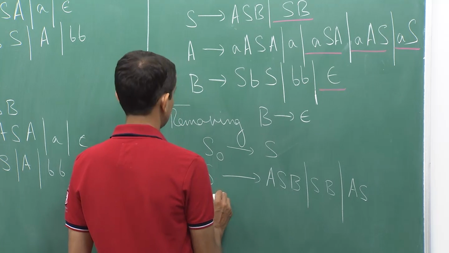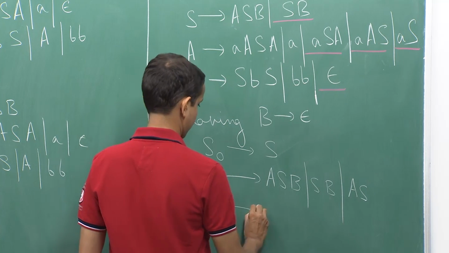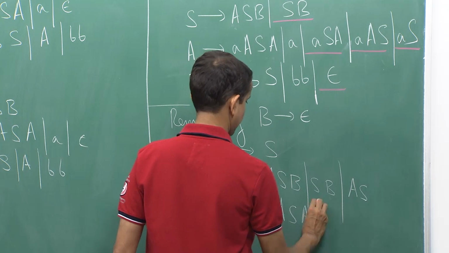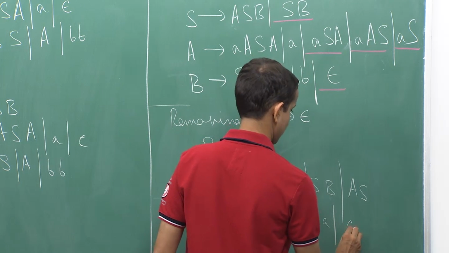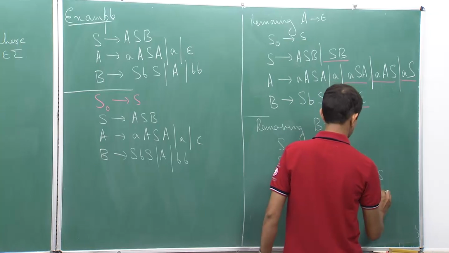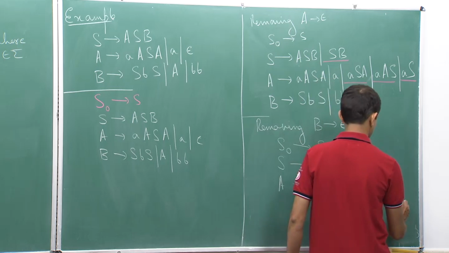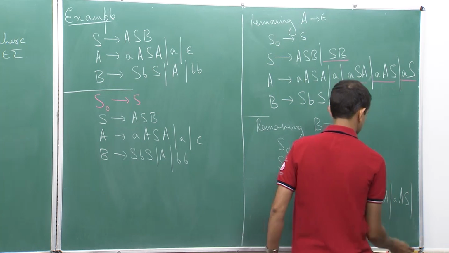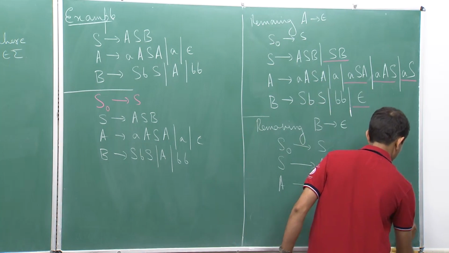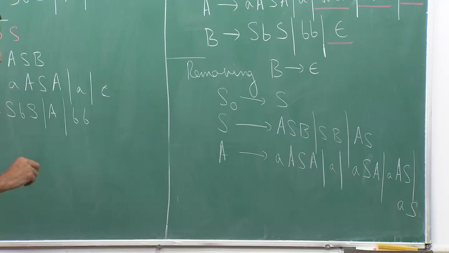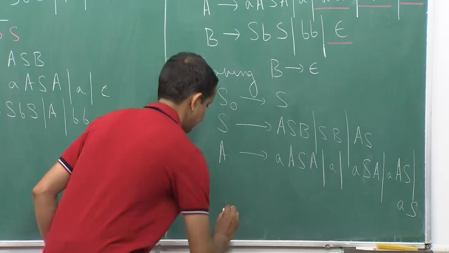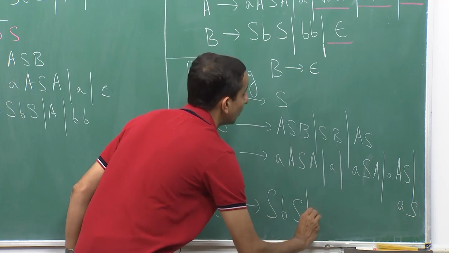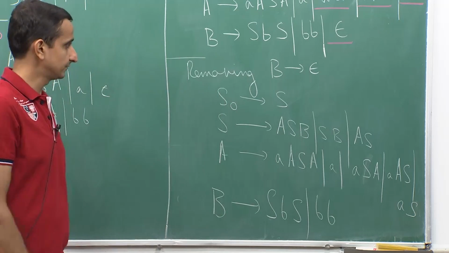Now, in the next step I have A going to ASA or A or A capital A S or, we have A capital S, and finally, we have capital B going to S small b S or small b b. Okay. So, this gets removed.